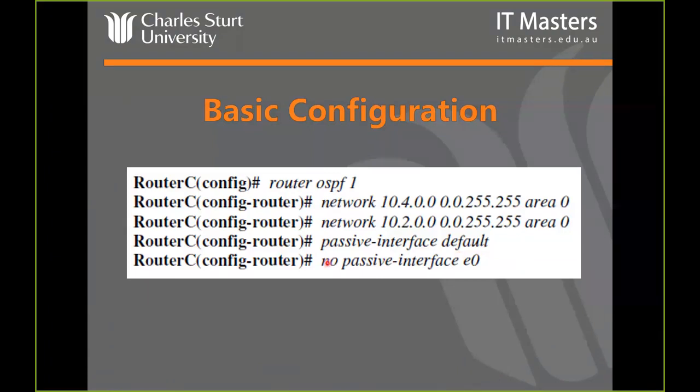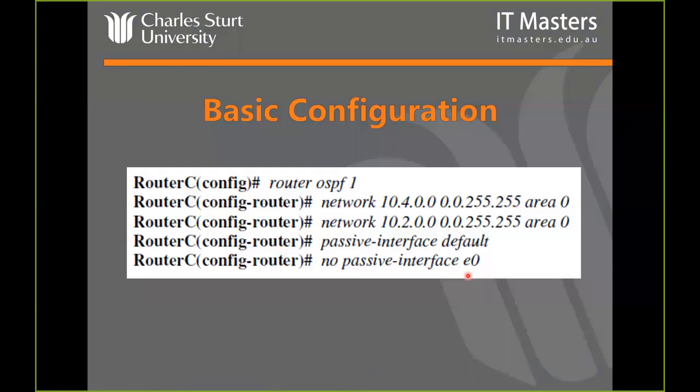So in order to enable interfaces that exist in those networks to work, we use no passive interface E0. In this case, we're saying I do want OSPF to be initiated on the Ethernet 0 interface. Now, why would you use that instead of just network statements? Let's say, for instance, you've got a router with 100 different interfaces on it. 50 of those interfaces are configured with a 10.4 dot something subnet, and the other 50 are a 10.2 dot something subnet. Now, you don't want to necessarily enable OSPF on all those interfaces. You only want to enable OSPF on the interfaces that are going to connect to other OSPF routers.